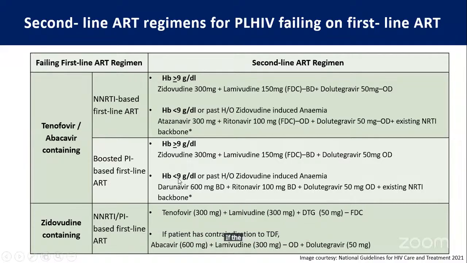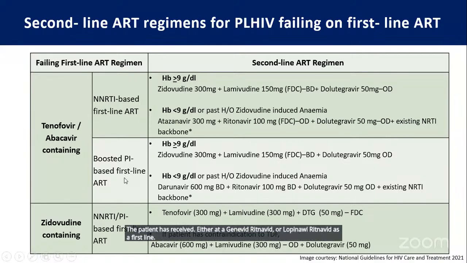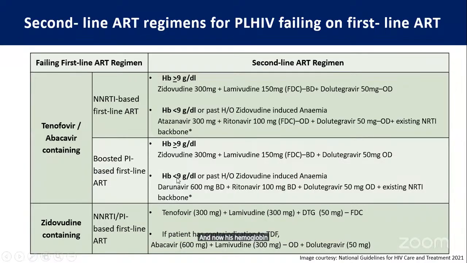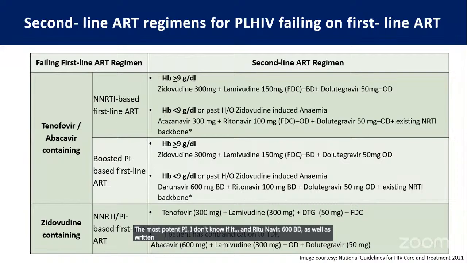If the hemoglobin is less than 9, then once again, the patient has received either atazanavir, ritonavir or lopinavir, ritonavir as a first line. And now his hemoglobin is also less than 9. So we cannot use zidovudine. So use dolutegravir 50 mg OD and bring in the most potent PI, darunavir and ritonavir, 600 BD as well as ritonavir 100 mg BD, plus existing NRTI backbone.